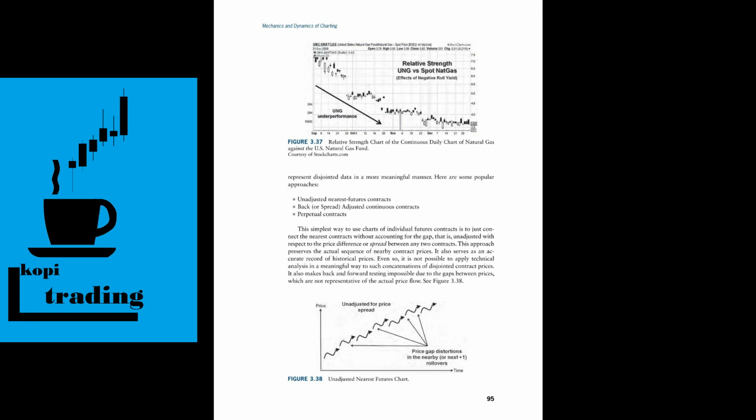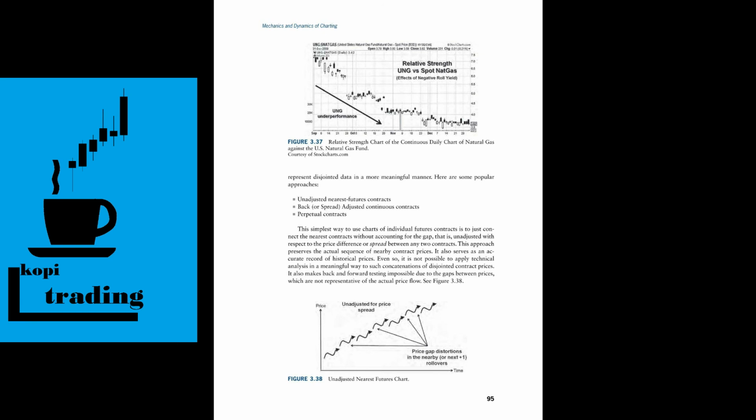Here are some popular approaches: unadjusted nearest futures contracts, back or spread adjusted continuous contracts, and perpetual contracts. The simplest way to use charts of individual futures contracts is to just concatenate the nearest contracts without accounting for the gap, that is, unadjusted with respect to the price difference or spread between any two contracts. This approach preserves the actual sequence of nearby contract prices.